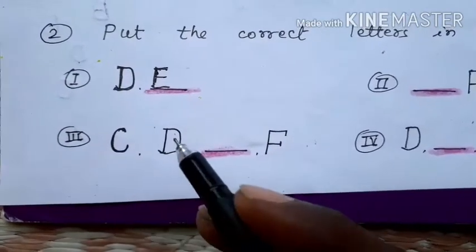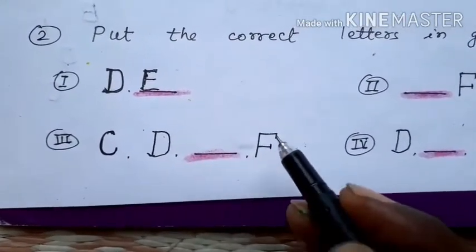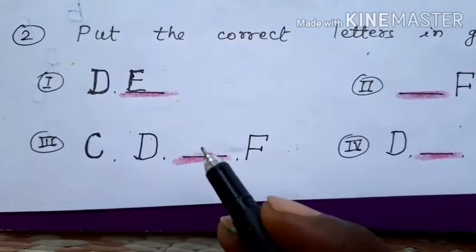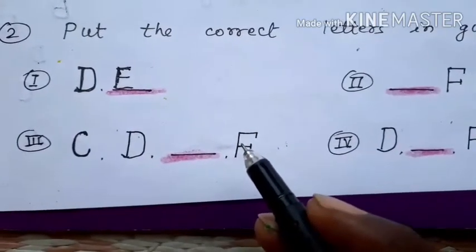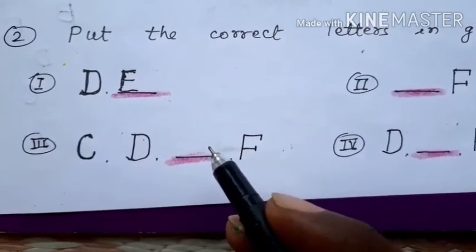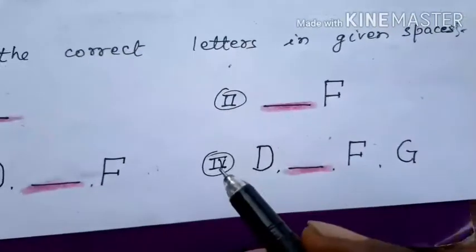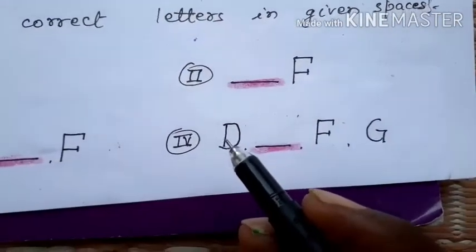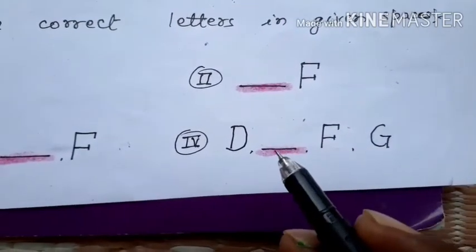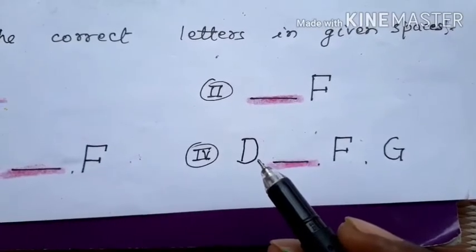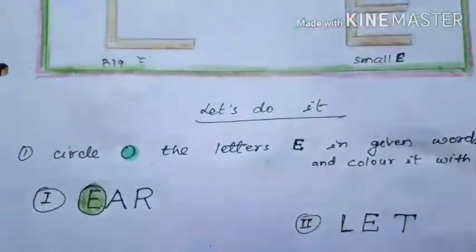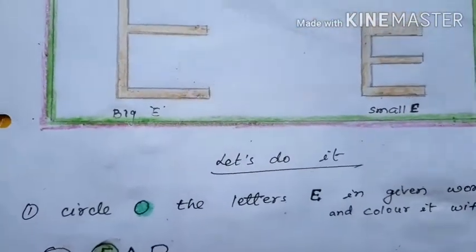Here C, D, dash, F. Then now here also they read, and which letter comes in between D and F? We know that E, after D E, and before F E letter comes. Now here D, dash, F, G, here also they have to read, and by identifying they have to fill letter E. In this way they complete this activity very clearly.